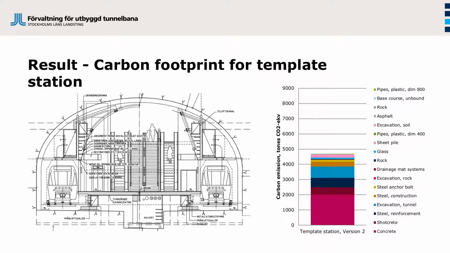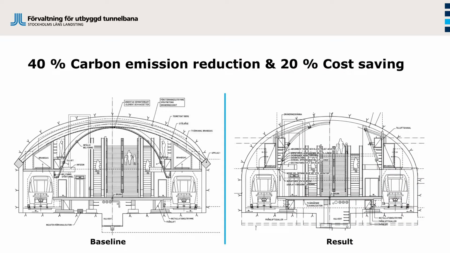And this is some of the measures that we identified. And actions were taken. And this is the result. This is version 2 of the same template station. And if you compare the 2 stations to each other, you can see a 40% reduction of carbon. And you can also see that we cut cost with 20%.